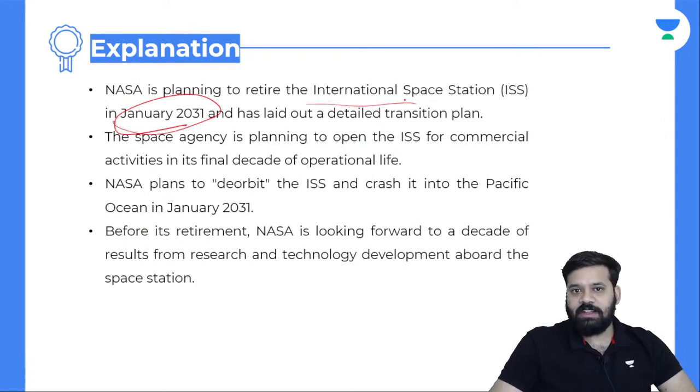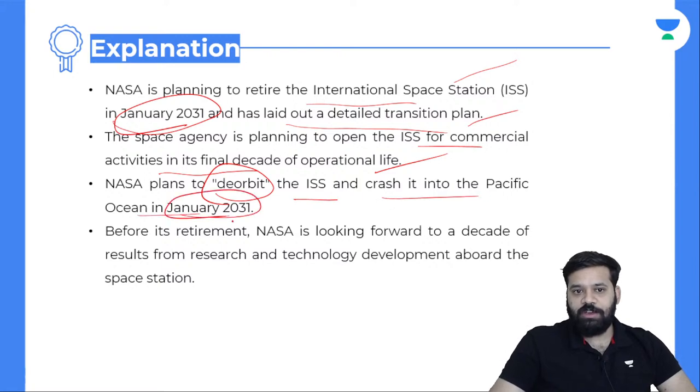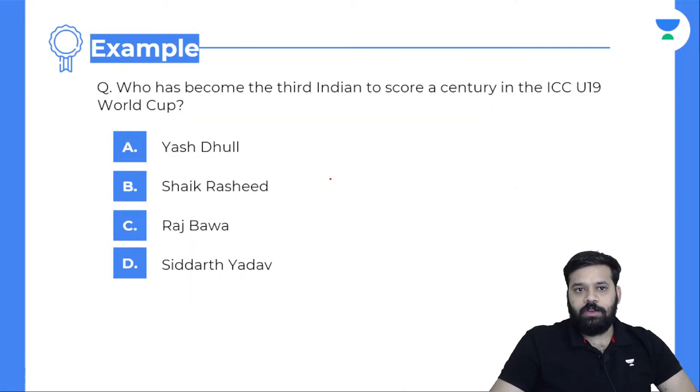NASA is planning to retire the International Space Station in Jan 2031 and has laid out a detailed transition plan. The space agency is planning to open the ISS for commercial activities in its final decade of operational life. NASA plans to deorbit the ISS and crash it into the Pacific Ocean in Jan 2031. Before its retirement, NASA is looking forward to a decade of results from research and technology development aboard the space station. Moving forward, who has become the third Indian to secure a century in the ICC Under-19 World Cup?